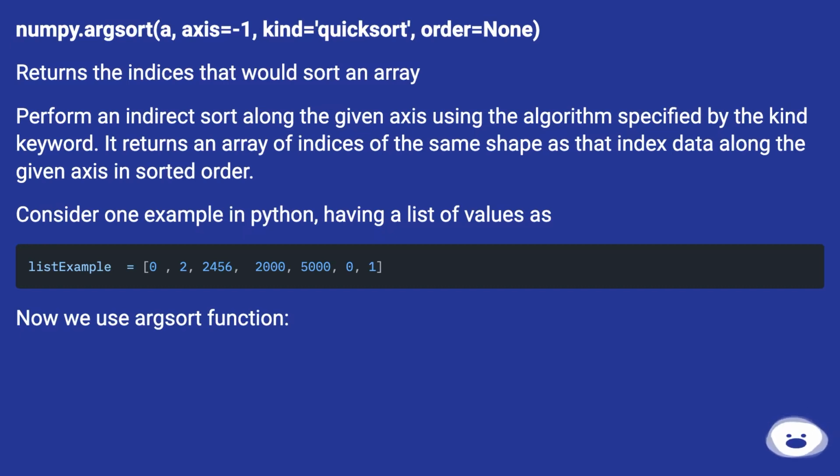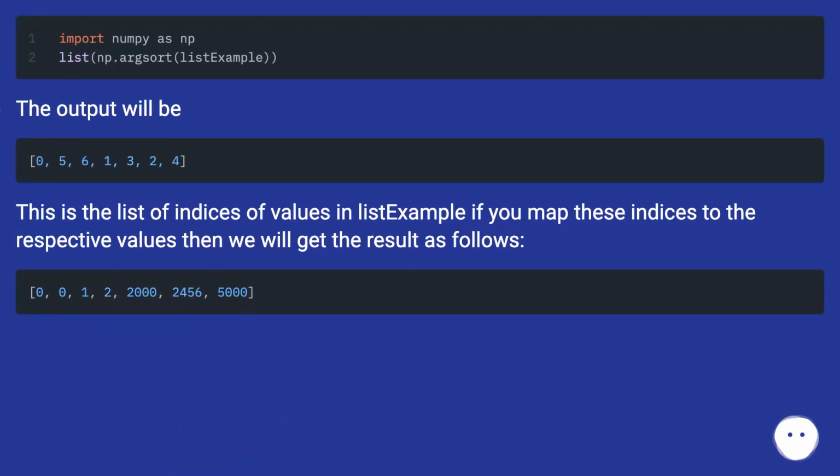Now we use the argsort function. The output will be. This is a list of indices of values in the list example. If you map these indices to the respective values, then we will get the result as follows.